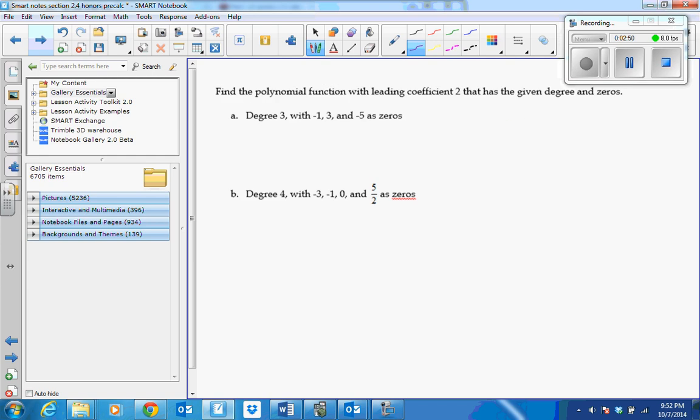And x minus k is a factor of f of x. So find a polynomial function with leading coefficient 2, that's an important piece of information, that has the given degree and 0s. So we want a degree 3. We have a 0 at -1, so that gives us the factor x plus 1. We have a 0 at 3, so that gives us a factor x minus 3. And we have a 0 at 5. So I'm going to multiply these all together, and if I just do the first two, I get x squared minus 3x plus 1x minus 3.